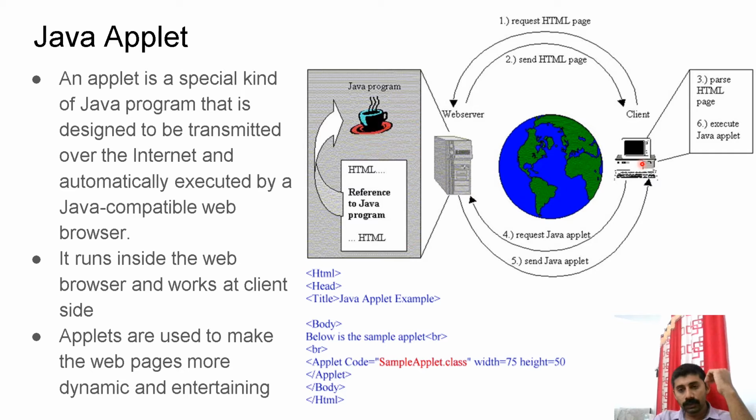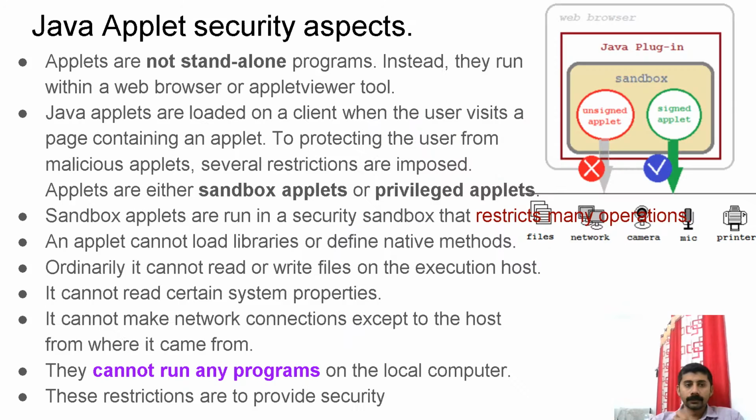Then your web browser will initiate another request to the web server, and web server will respond with the corresponding Java applet. Now the applet is transmitted over the internet to the client, and the client will execute the Java applet, and it will produce the required display under that particular web browser. That is the overview of the execution of a Java applet.